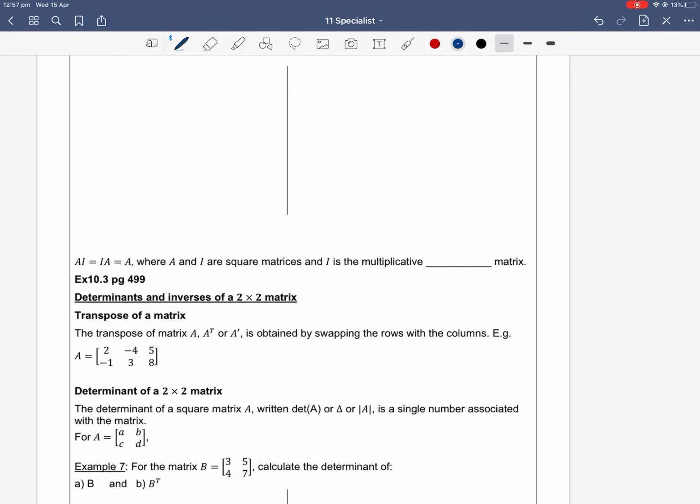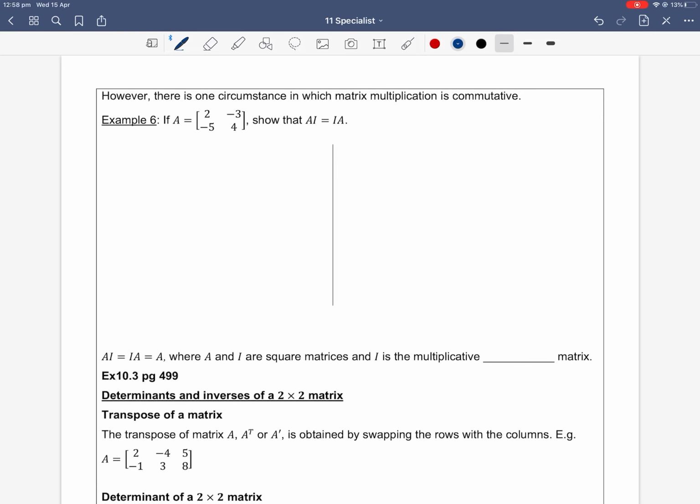Okay, so let's finish off matrix multiplication with example 6. Before, we said that switching the order in matrix multiplication does not give us the same answer because it's not commutative. There is one special case for which it is true, and that's when we're dealing with the identity matrix. So example A says, if A matrix is that, show that AI equals IA, where I is your identity matrix. So let's show that's true.